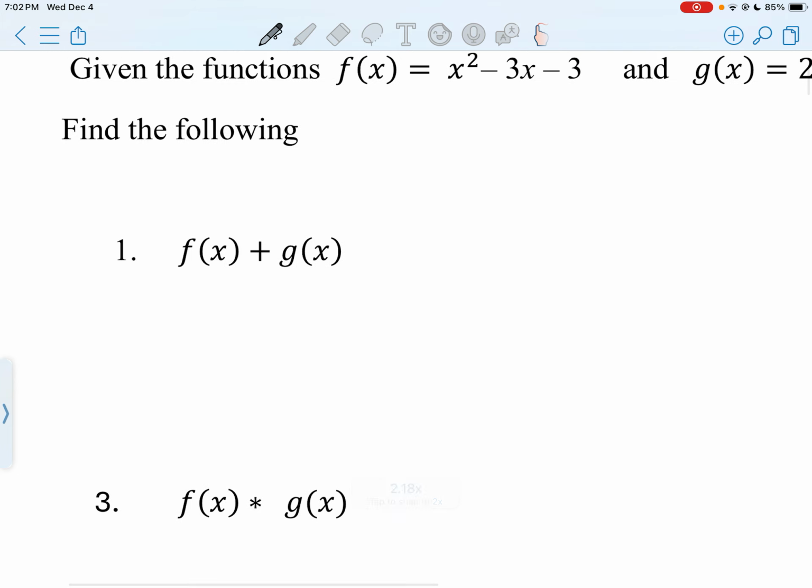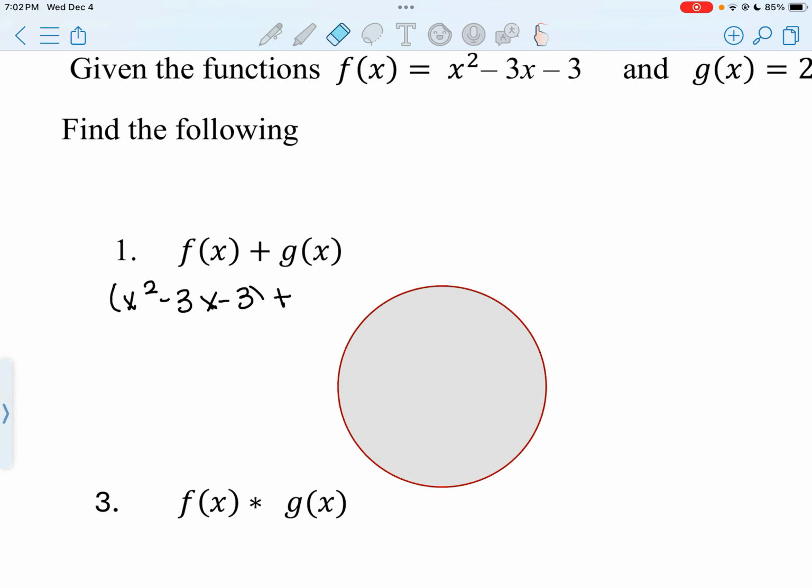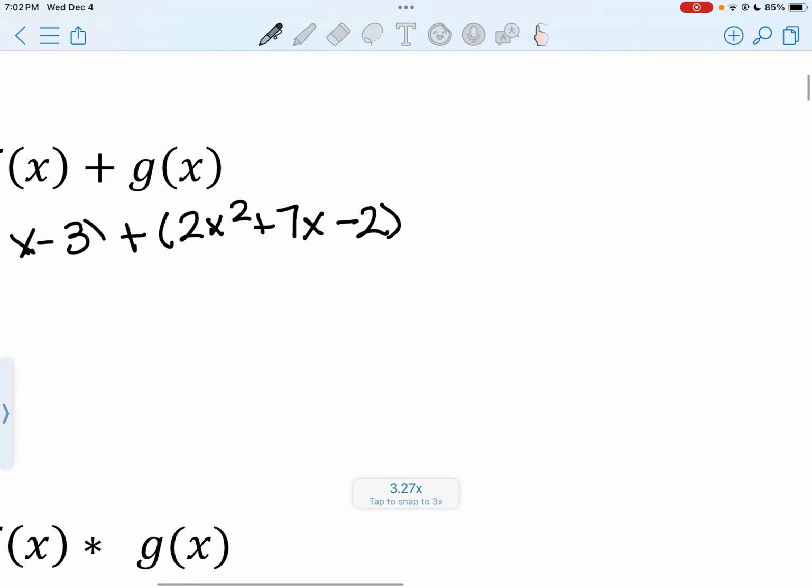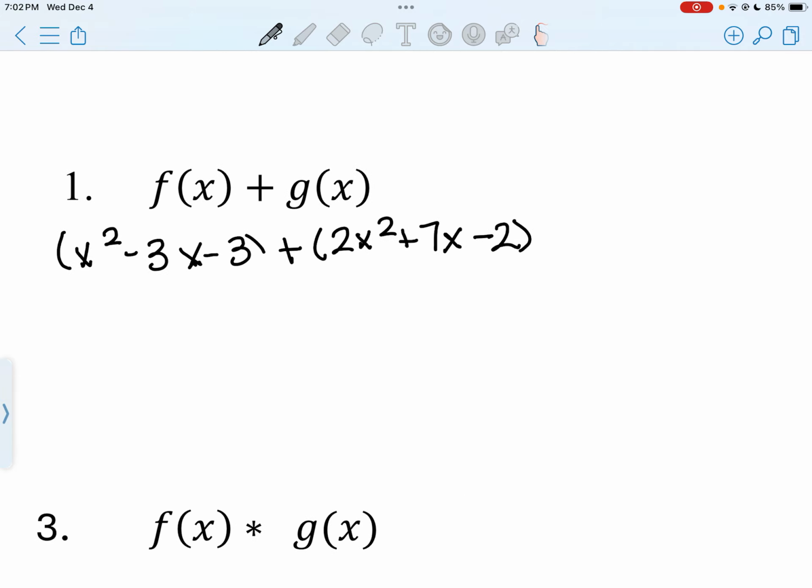F of x is equal to, let's set it up. F of x is equal to x squared minus 3x minus 3 plus g of x is equal to 2x squared plus 7x minus 2. And let me scroll up to just double check. 2x squared plus 7x minus 2. And we're combining our like terms by adding.